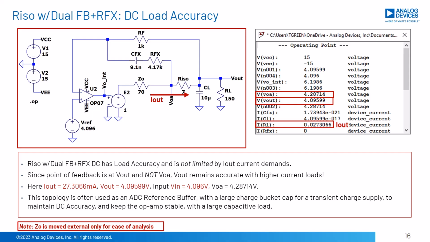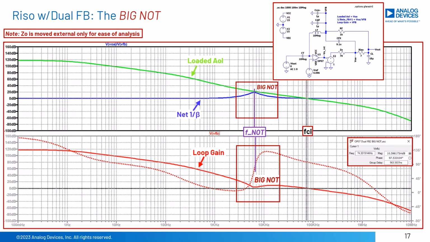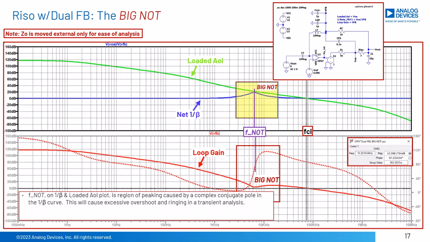The Riso with dual feedback plus RFX compensation is often used as an ADC reference buffer, with a large charge bucket capacitor for a transient charge supply, to maintain DC accuracy and keep the op-amp stable with a large capacitive load. Now to show a real example of the big knot when using dual feedback, we will purposely create the big knot as shown here. On the loaded AOL and net 1 over beta plot, we see the effects of the big knot in the net 1 over beta curve, with peaking at F_naught.